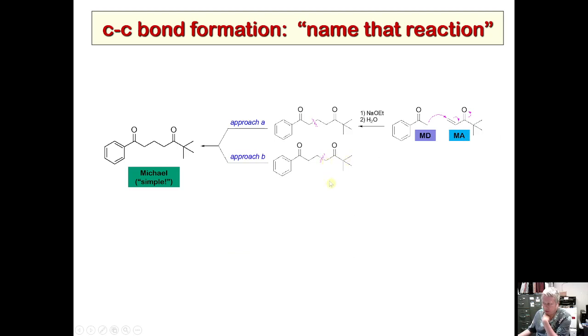And you can envision, do you see how it breaks apart and what the structure of the donor and the acceptor will be? Well, this will be the donor, this will be the acceptor, and the acceptor always has an alkene. So there we go. That's pretty cool. That's a nice way to kind of visualize the disconnection of this 1,5-dicarbonyl by the Michael reaction.